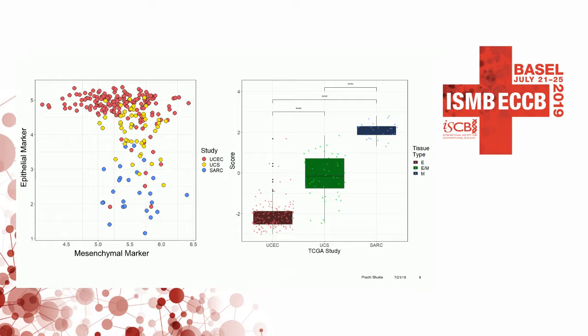And our score reflects this. So on the right-hand side, you can see that, again, reminding you that as our score increases, it becomes more mesenchymal. So you can see that the carcinoma score is quite low, the sarcoma score is quite high, and the hybrid sample scores somewhere in the middle.